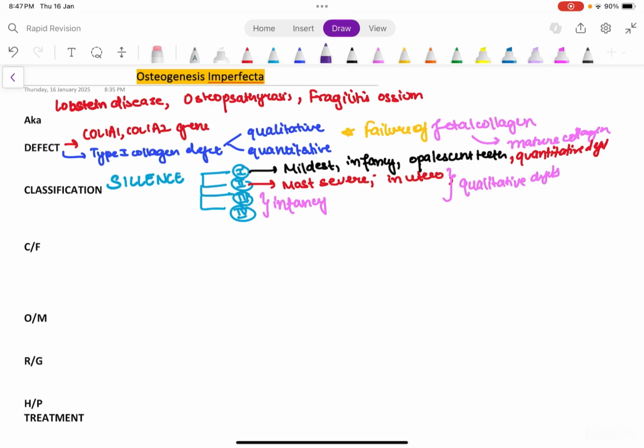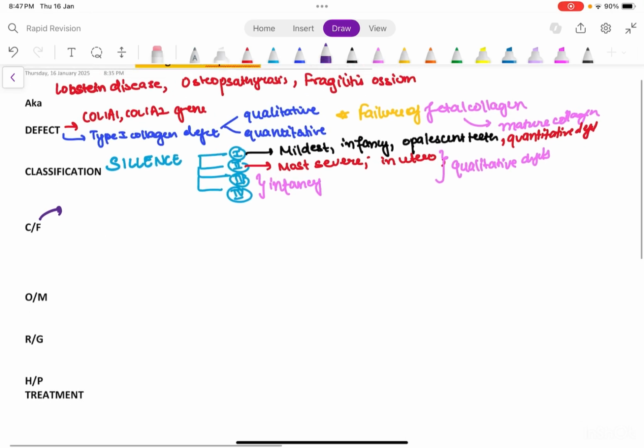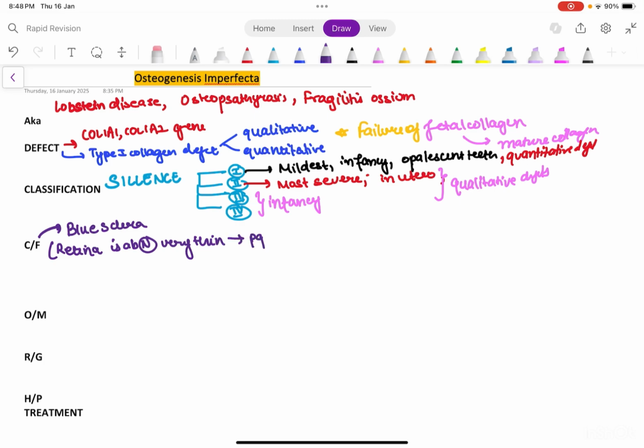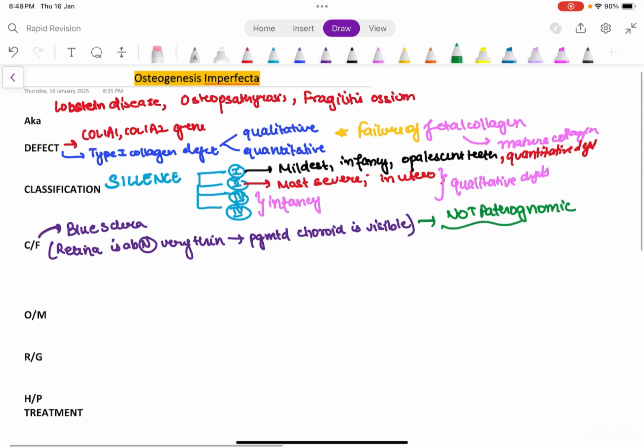All right, now coming on to the clinical features. Now in clinical features, one important feature you should know about is blue sclera. Now why is it blue? Because the sclera is abnormally very thin, due to which the pigmented choroid is visible. Now one important point you should know, that it is not pathognomonic. Now it is seen in a lot of conditions.